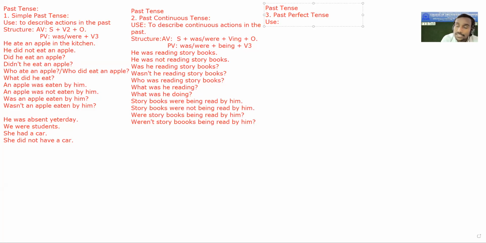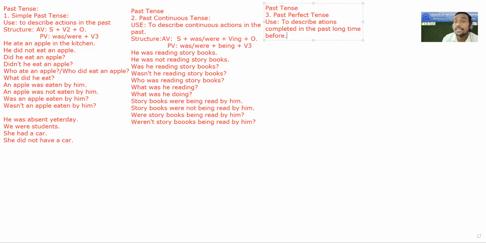If you remember, I have told you in present perfect tense, actions are completed, but their impact is there. Their influence is there on present time. So therefore, they are in present perfect. But in past perfect tense, actions were completed a long time ago. Their influence is not there on the present. So such actions we talk about in past perfect tense. So it is used to describe actions completed in the past long time before.